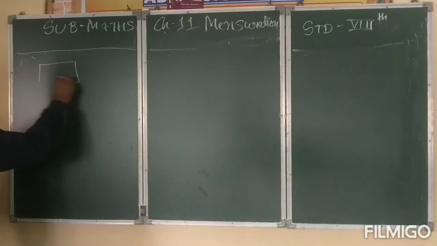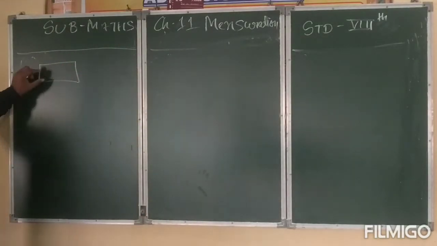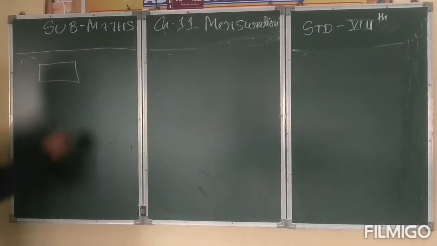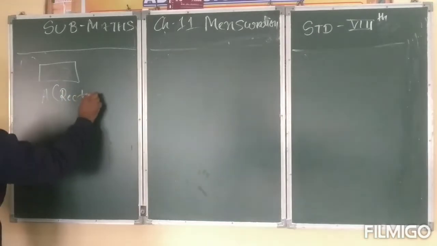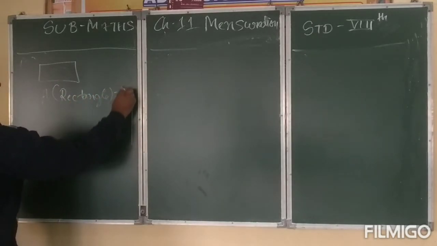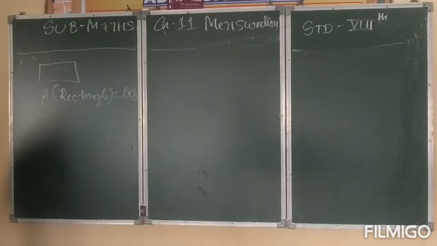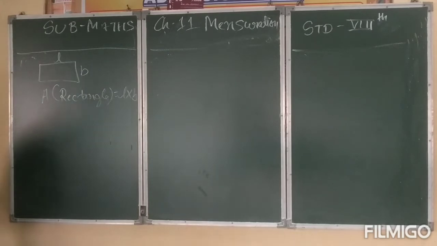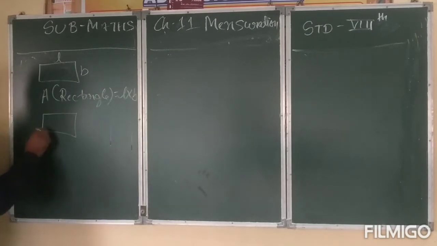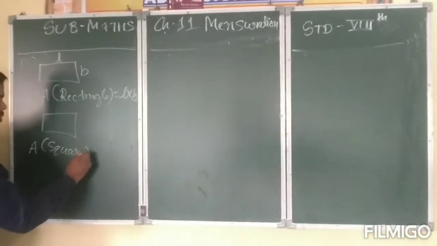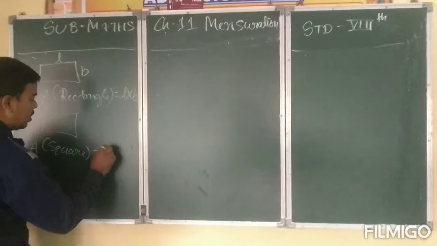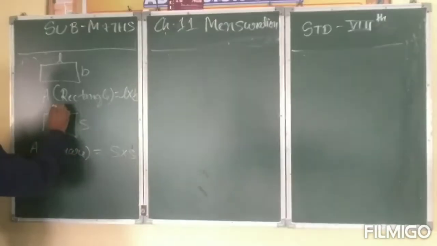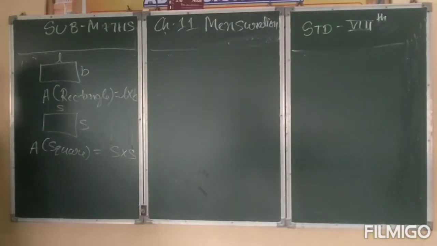First of all, the rectangle. The area of a rectangle is L into B, length into breadth. This is called length and this is called breadth. The second figure is the square. The area of the square is side into side, because all sides are equal.